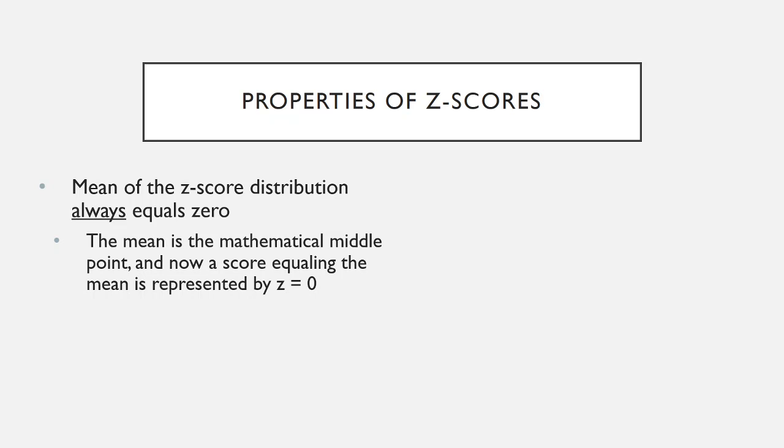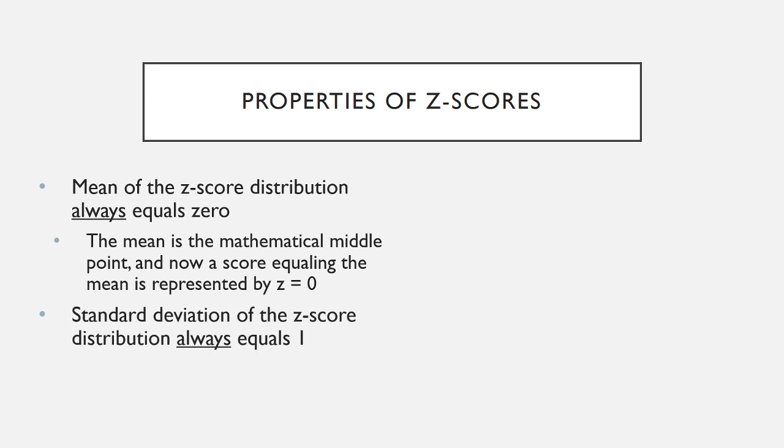So what a z-transformation does is it reorients your data that has any hypothetically possible mean, and it reorients it around the value 0. Again, negative z-scores are below the mean and positive z-scores are above the mean. Z-scores of 0 represent the mean. So this process reorients your data from its own unique mean and standard deviation pairing to the standard 0.